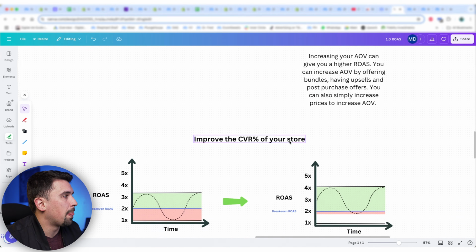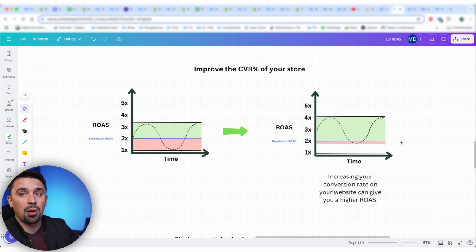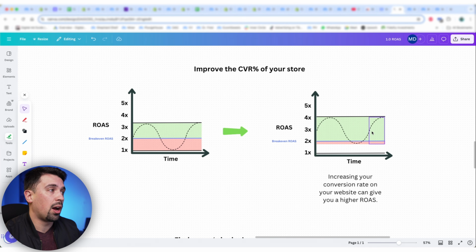So let's continue. Increase the conversion rate on your store, okay? If you can increase the conversion rate on your store just by 0.5% or 1%, that can make a massive difference in your profitability in your Meta ads, right? So again, we're in this scenario, common scenario. We've increased our conversion rate on our store. For the same amount of people that we're driving to the store, more of them are buying. Therefore, we've shifted this fluctuation situation upwards again, and now we are staying in the green. We're profitable on average, right?